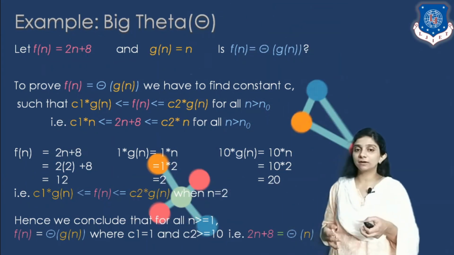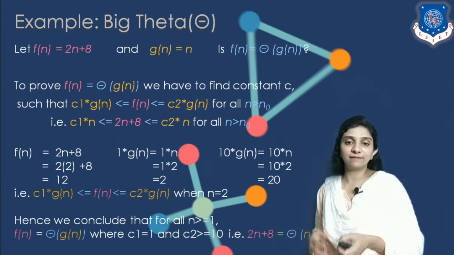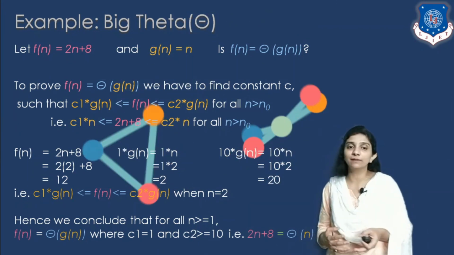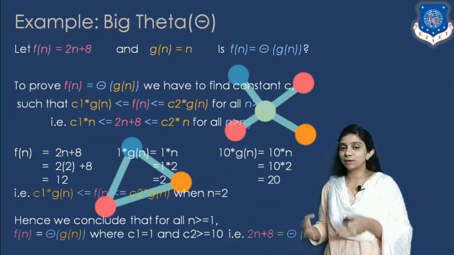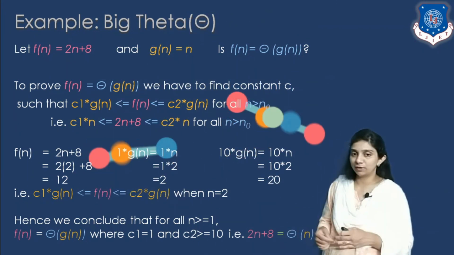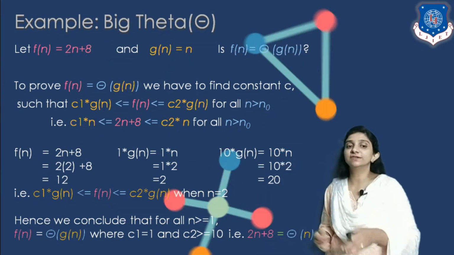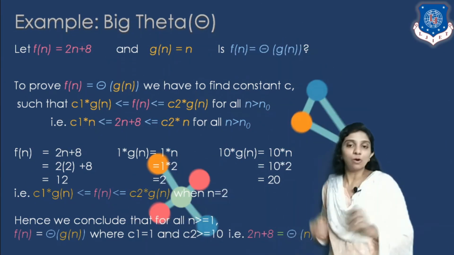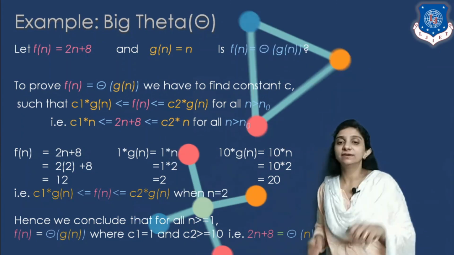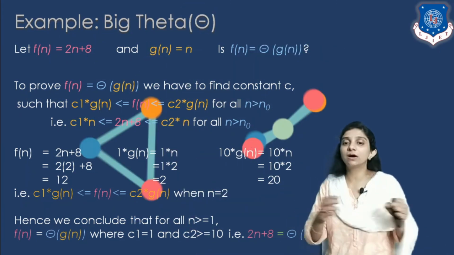Hence we conclude that for all values of n greater than or equal to 1, where c1 is selected as 1 and c2 is selected greater than or equal to 10, f of n is in theta of g of n, or 2n plus 8 is equal to theta of n.